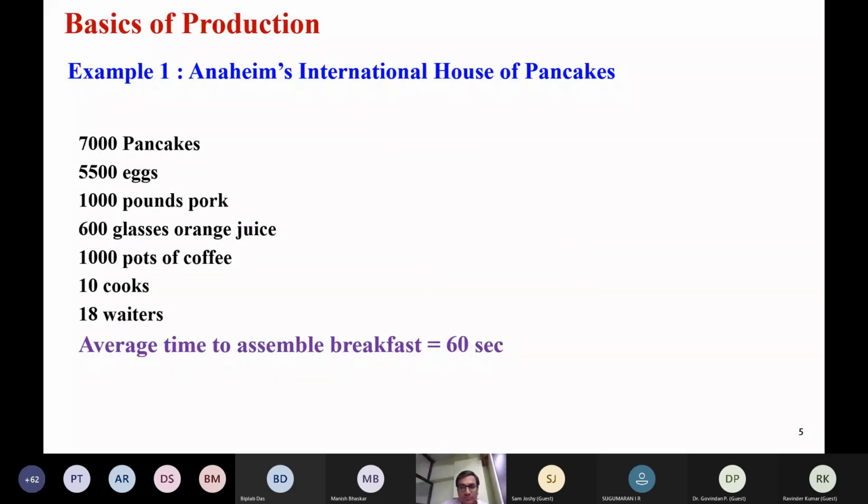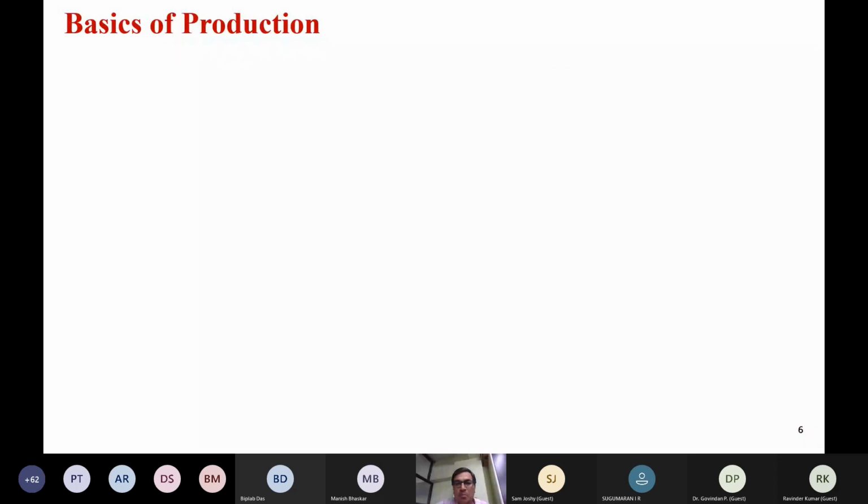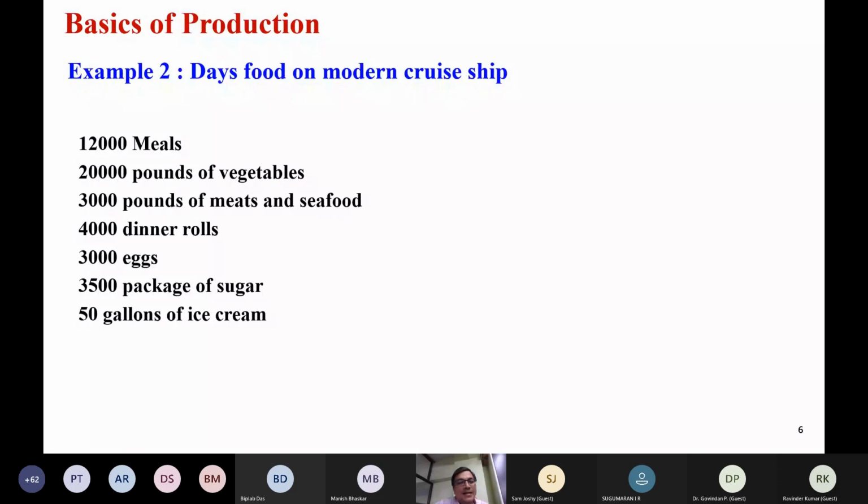Now here, as I said, manufacturing is equivalent to, or represented by, the cooking. Moving towards the next example, same idea: the food on a modern cruise ship. That ship has 12,000 meals to provide. Then what do they use? They use various different things that are written over there.